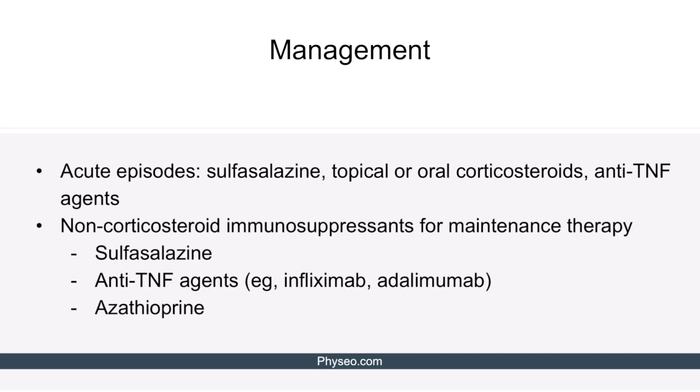Managing Crohn disease has many similarities with managing ulcerative colitis. We'll point out some important differences in the next couple of slides. Treating acute exacerbations of Crohn disease involves using sulfasalazine, topical or oral corticosteroids, and maybe anti-TNF agents. For the maintenance therapy, we use sulfasalazine, anti-TNF agents like infliximab and adalimumab, as well as azathioprine.